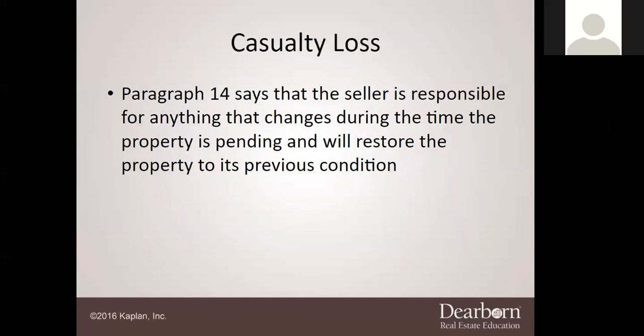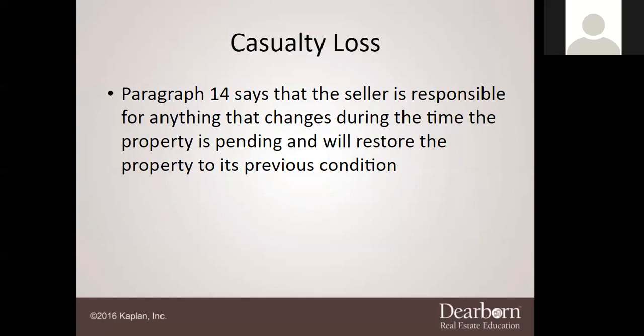Casualty loss. Paragraph 14 says that the seller is responsible for anything that changes during the time the property is pending and will restore the property to its previous condition. Extremely important here. This comes back to that insurance issue. Had Miss, what was her name again? Jane. Had Miss Jane not funded and the house got struck and burnt to the ground, the seller would have had to use their insurance to rebuild the house for her.